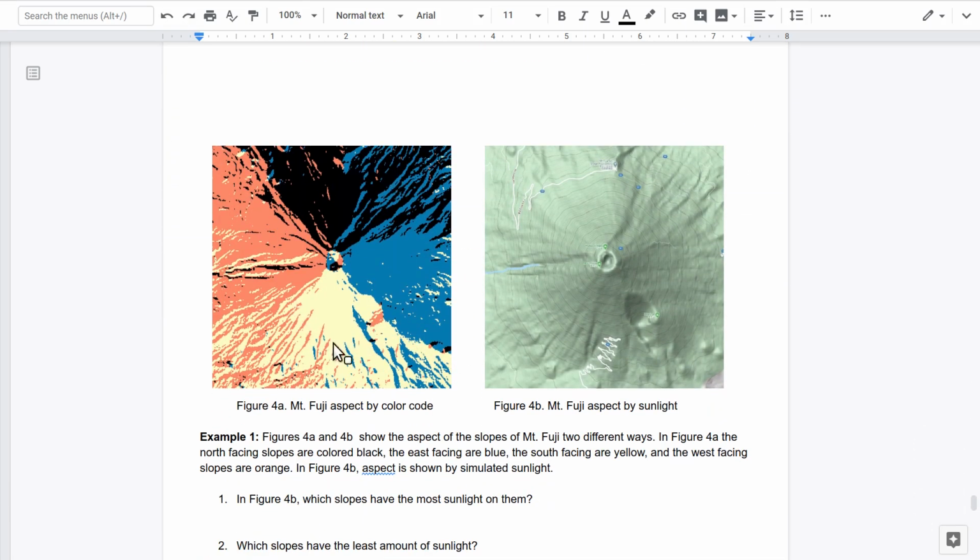So here is a map that I made of Mount Fuji, color-coded by aspect, where the north-facing slopes are black, the east-facing slopes are green, south-facing are yellow, and the west-facing are orange. And here is Mount Fuji as it looks in Google Maps. And in Google Maps, it's really interesting. The direction of the sunlight, hopefully you can figure out which side is sunny, which side is shady. It's not accurate. It doesn't look the way it really looks in reality.